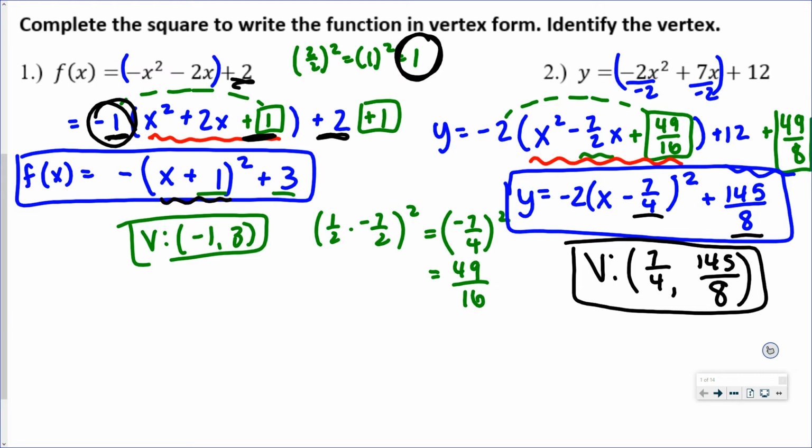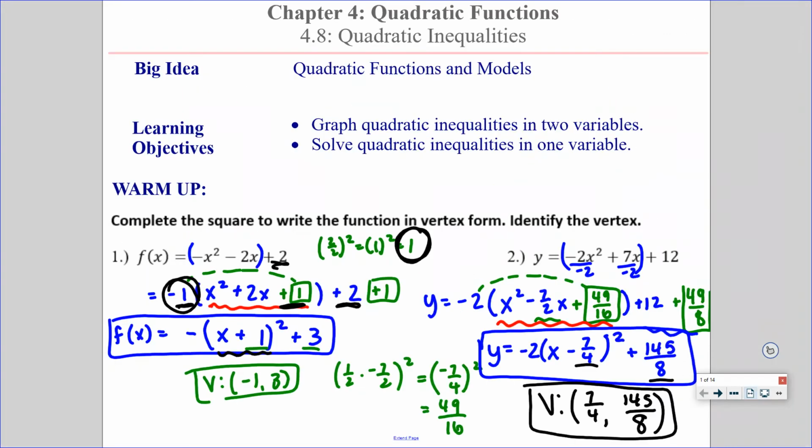Okay, if that makes sense, good. If not, you have lots to practice on your homework. You just probably need to try some on your own until it clicks for you. Okay, whew, made it through there.